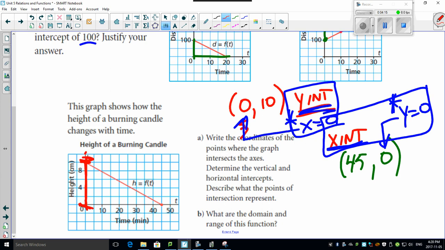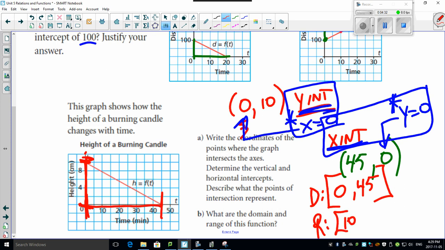The domain starts at 0 and goes all the way to 45. So the domain starts at 0, goes to 45, including those numbers, square brackets. The range starts at 10 and goes down to 0. Boom. There's your domain and range, and that's how you solve this kind of question.